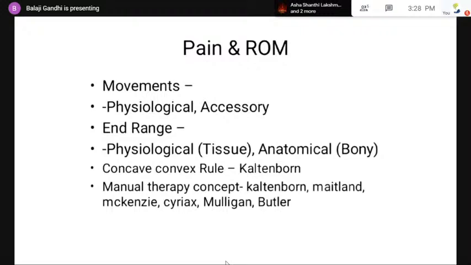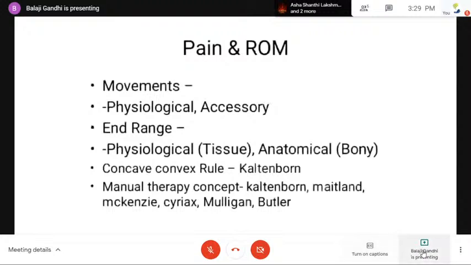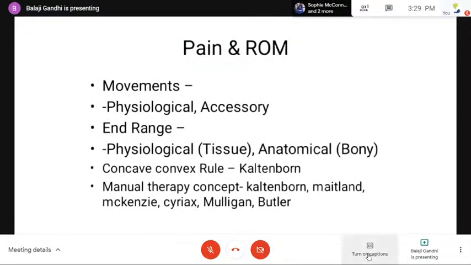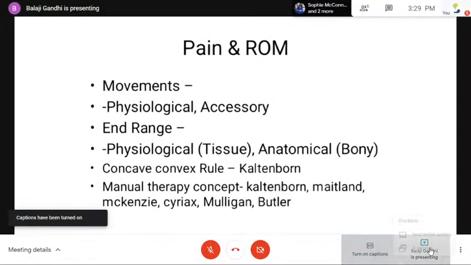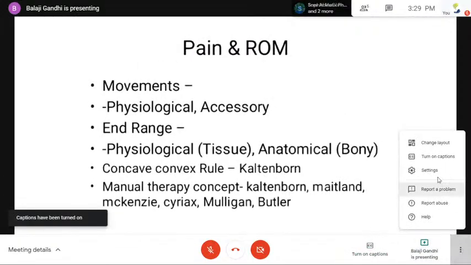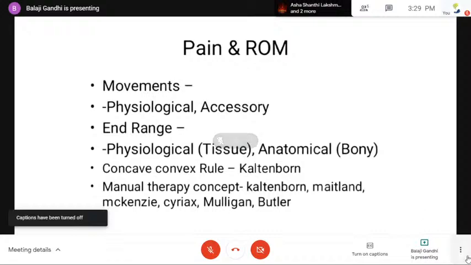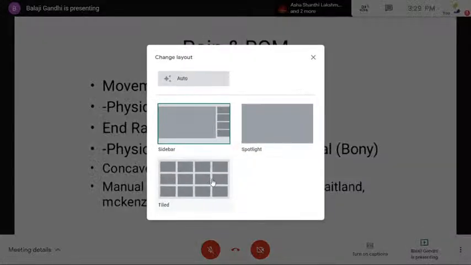Now we will see what the concave-convex rule is. We are going to see it in integrated manual therapy. It is described as the concave rule. So what is the concave-convex rule? When there is a joint and movements are there, one convex joint surface is matched with a concave surface. When the convex surface of the segment, the extremity, is moving in one direction, the gliding is in the opposite direction.